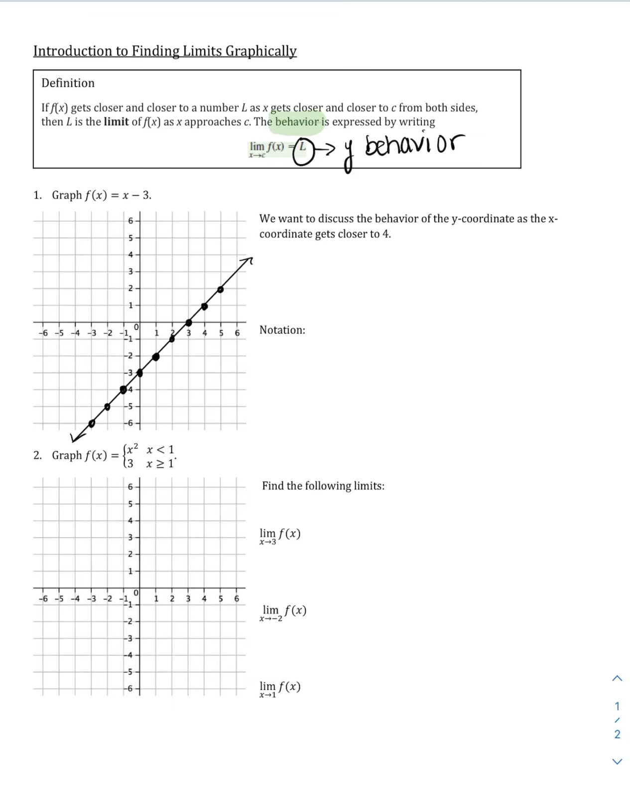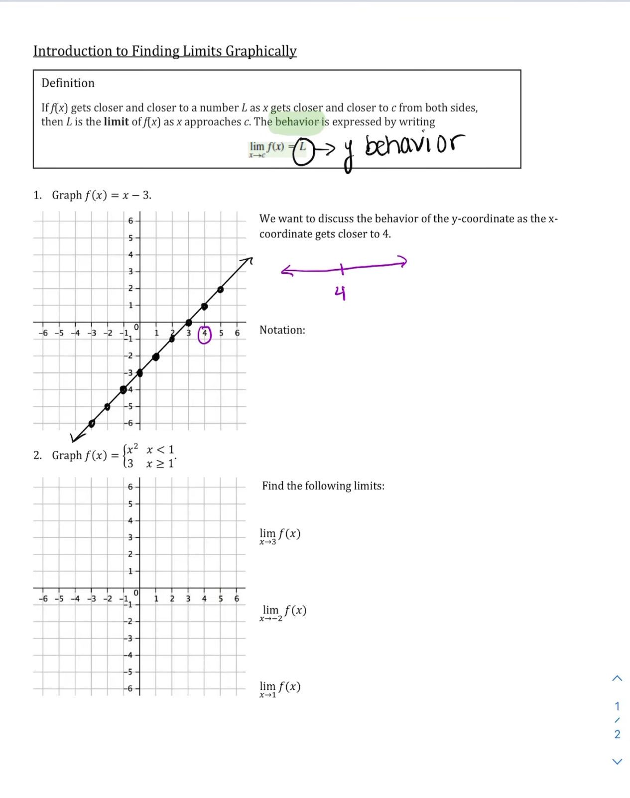So we want to discuss the behavior of the y-coordinate as the x-coordinate gets closer to 4. So let's first look at x is equal to 4. Let's go there. So that's right here. And what we're going to do is we're actually going to approach x going to 4 from both sides. So if you look at the real number line, if I just take the number line here and I put 4 right here, you can approach 4 from two sides.